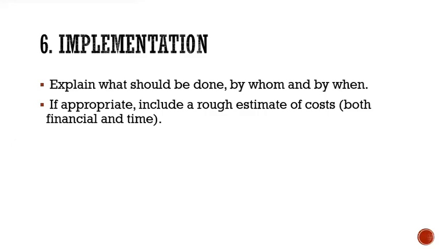And now comes implementation, in which you have to explain what should be done by whom and by when. Okay, so what should be done, who should do it, and by when it should be done. This has to be explained in the implementation section. And if appropriate, you can include a rough estimate of cost, that is both financial cost, and time also you can include in implementation.